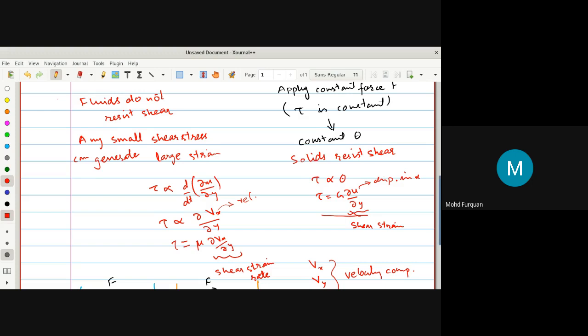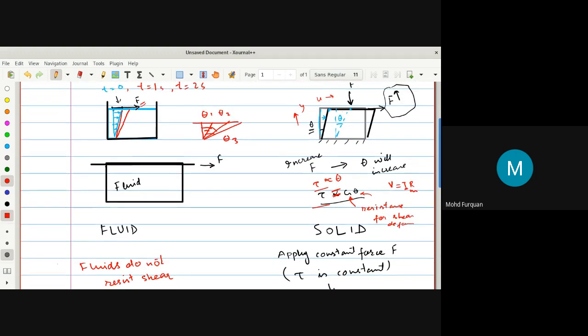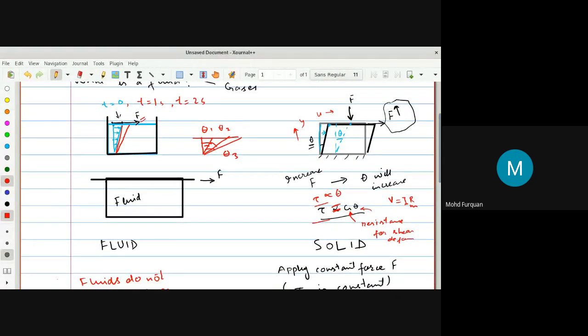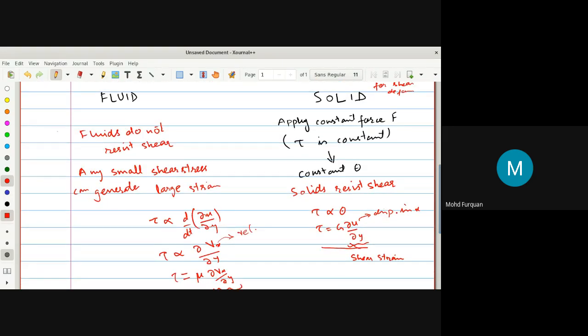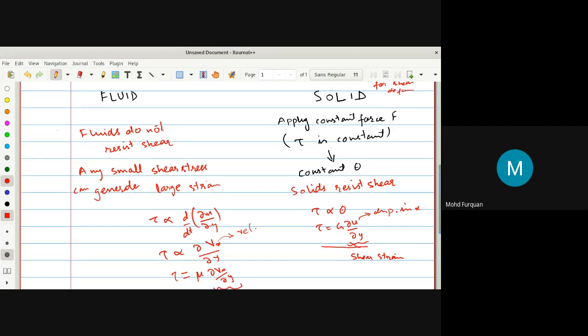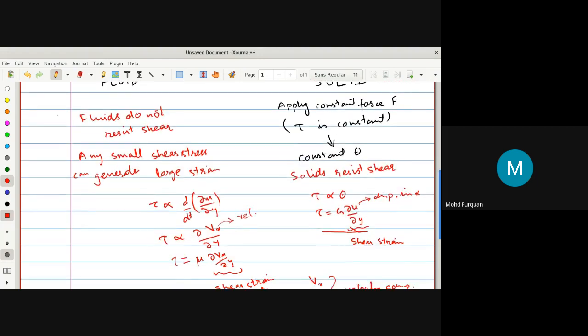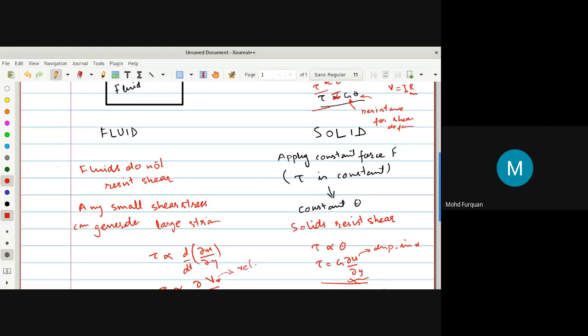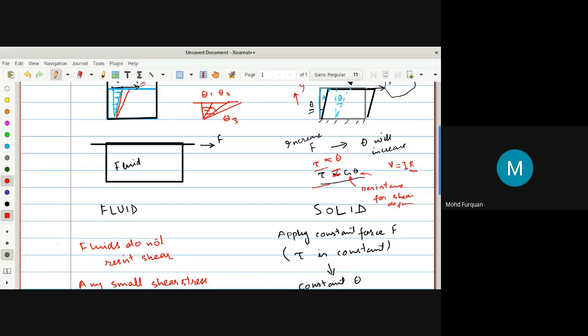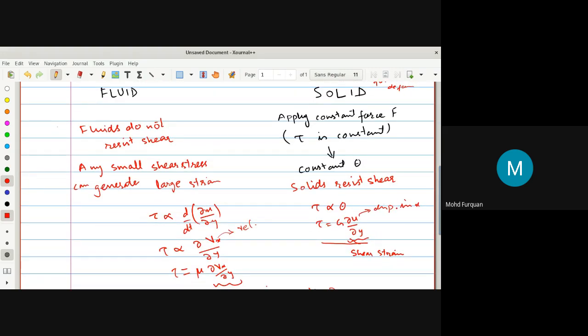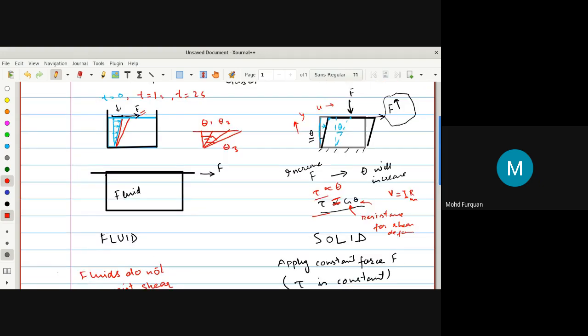So can you define du by dy in terms of fluid? You can define it, but what will be its value? Its value will keep on changing. Du by dy for small values is nothing but theta, because du by dy will be tan theta, and tan theta for small values of theta will be equal to theta. So that's why we write this theta as del u by del y for small deformation. But in case of fluid, a, this will not be small, and b, the du by dy will keep on increasing. This du by dy is nothing but shear strain, and shear strain will keep on increasing.